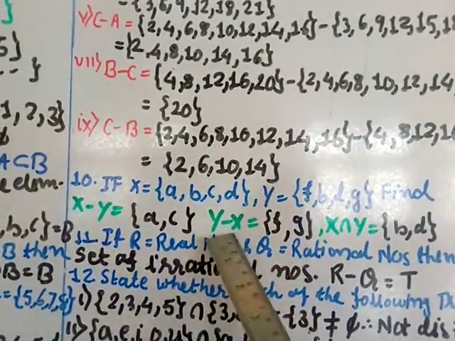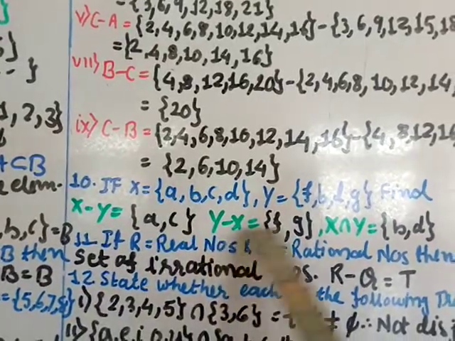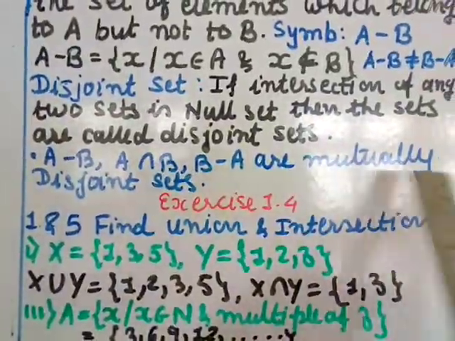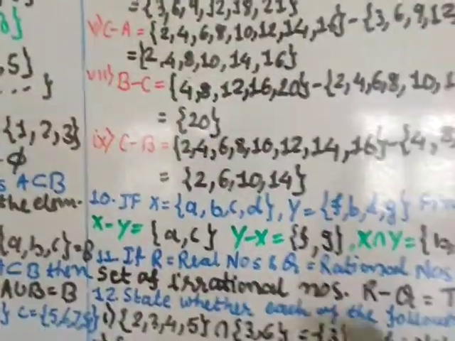Okay, that is X minus Y, Y minus X, and X intersection Y. These three are mutually disjoint sets. Okay, we have done that before. So you can see there is nothing common in these three sets.